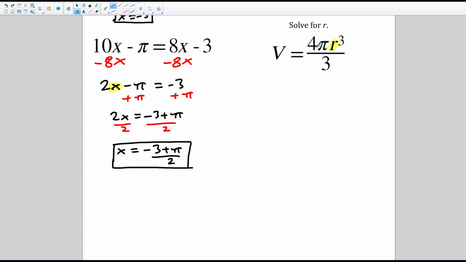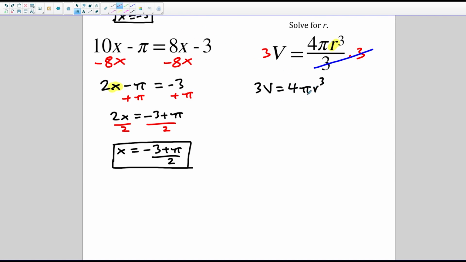So we're going to start off by thinking of this top part as just one kind of package up top, and it's all being divided by 3. So since it's all being divided by 3, in order to reverse that, I'm going to multiply by 3 on both sides. So I get rid of the 3's on the right hand side, and I'm left with 3v is equal to 4 pi r cubed.